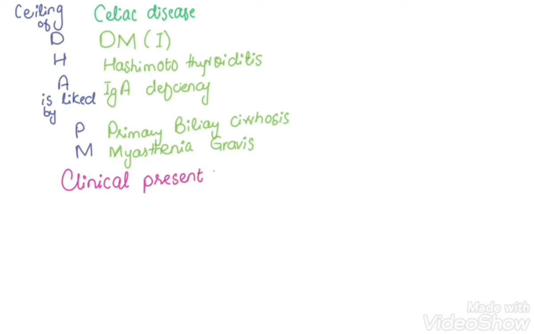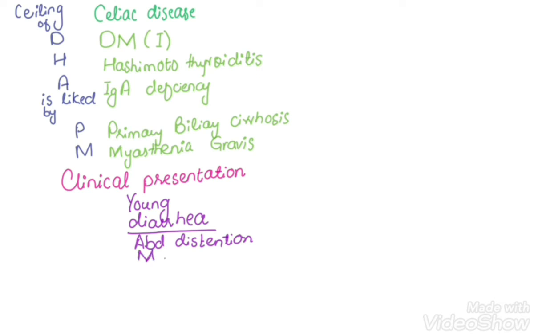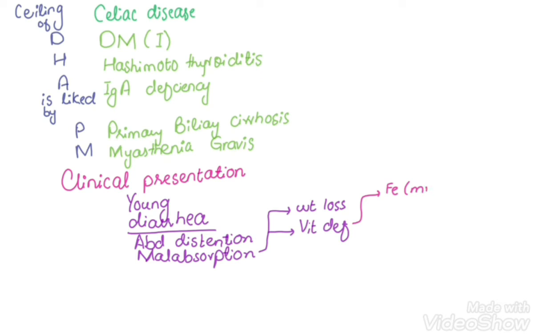A patient of celiac disease can be a young adult, even a child or infant. You will have chronic diarrhea, abdominal distension, and signs and symptoms of malabsorption, including weight loss, nutrient and vitamin deficiencies. Iron deficiency will cause microcytic anemia, followed by folate deficiency, and osteoporosis due to vitamin D and so calcium deficiency.